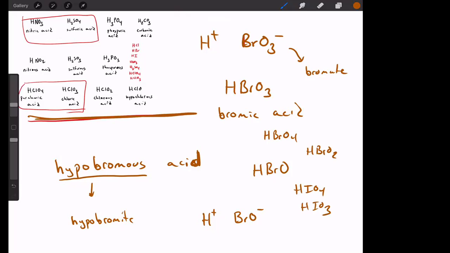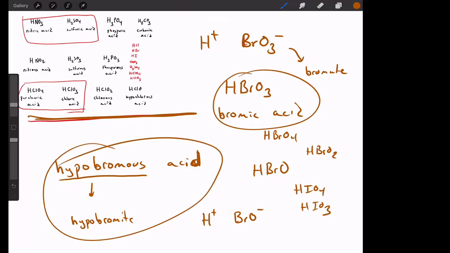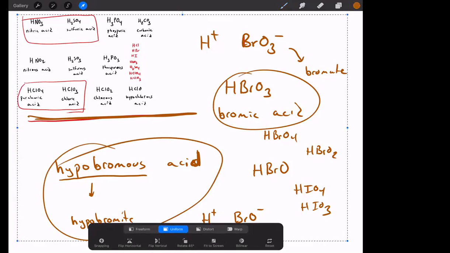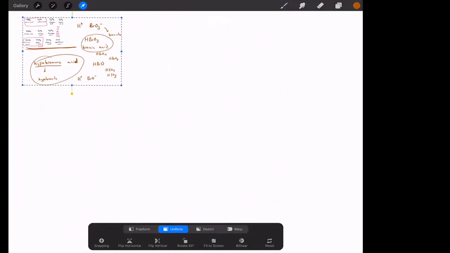There's a hypoiodous acid, an iodous acid, an iodic acid, and a periodic acid. Just like the naming for the chlorine-based anions is exactly the same. So there are these other acids that you have to know. I'm not writing them all down. I did use some examples here. Bromic acid, hypobromous acid.